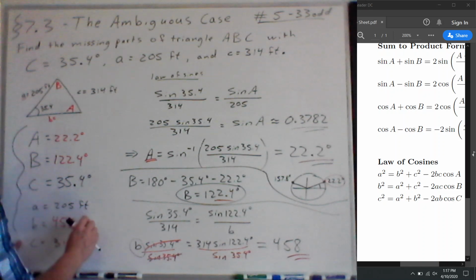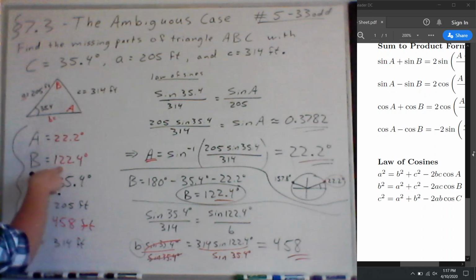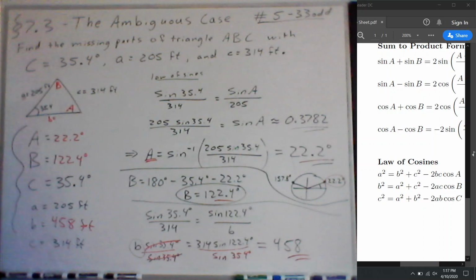Which again looks good because capital B was a big angle, and that's a big side. Big A was the smallest angle, little a is the smallest side, so it makes sense.